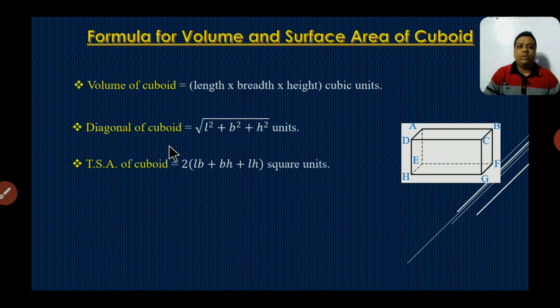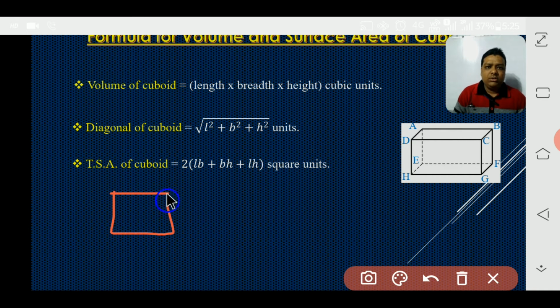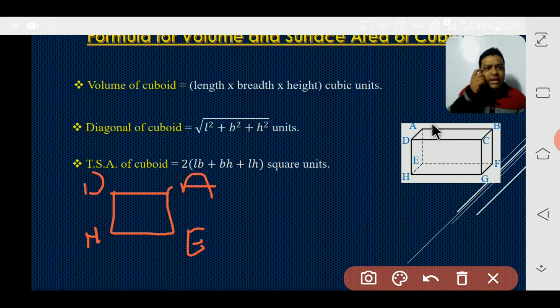Now, total surface area of cuboid. How can we find it? I have already explained how to find the volume of cuboid: we directly multiply height with length and breadth. Now the total surface area means 4 walls and 2 flat surfaces. In the 4 walls, if you take ADHE, then AD is the breadth.